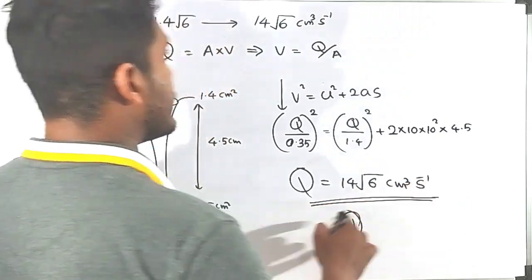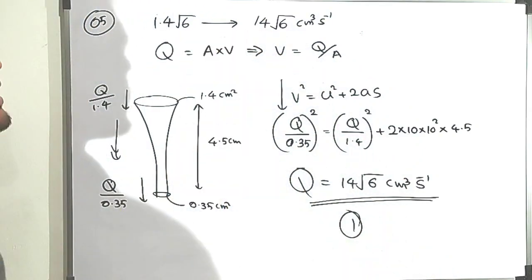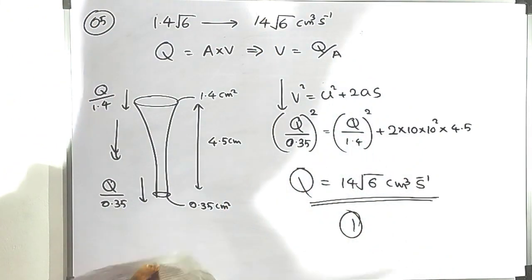Answer number 1 should be corrected. 1.4 should be corrected as 14 root 6. Okay, thank you.